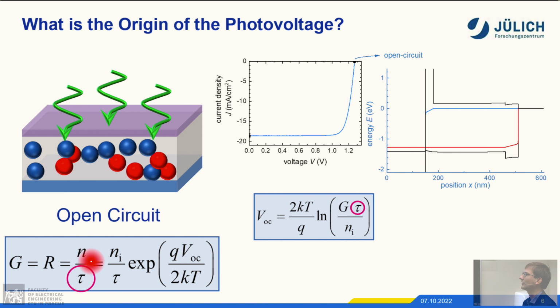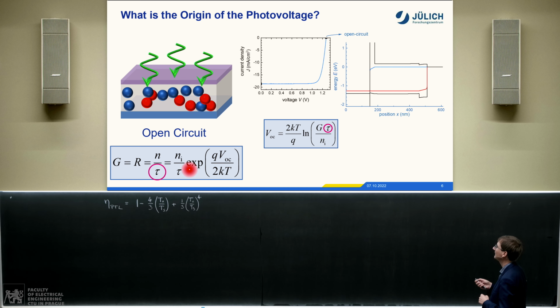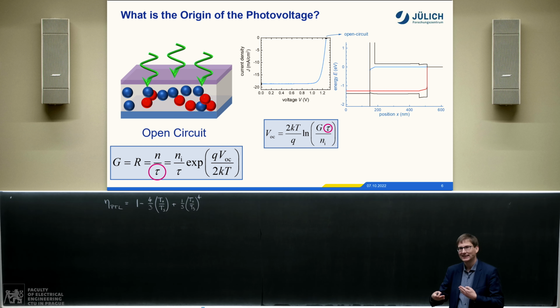So I assume electron and hole concentration are the same, and then we would get this exponent qVoc over 2kT term here, to relate the electron concentration to essentially the Fermi level splitting. And so the maximum Voc you could then get, you could solve this equation, would then be 2kT over q times the natural logarithm. And now here comes the electron density, and here the equilibrium density, and the electron density would just be generation rate times this lifetime.